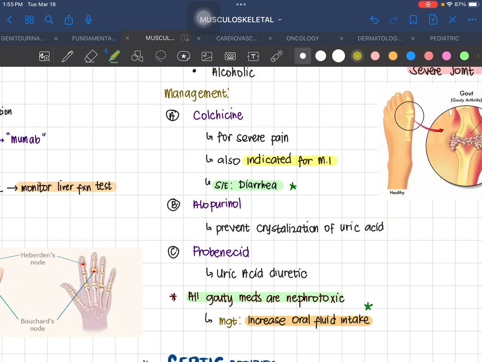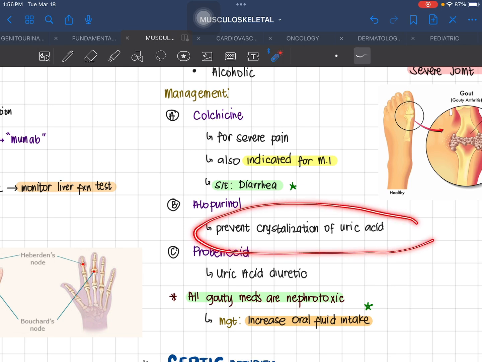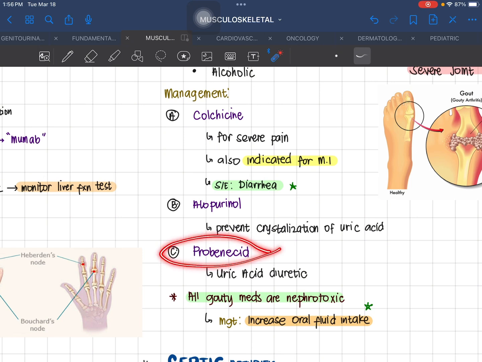And may side effects ito. So, ang side effects ng colchicine ay diarrhea. Another is allopurinol. This is to prevent the crystallization of uric acid. And last, probenecid. This is a uric acid diuretic. So, ulitin natin.